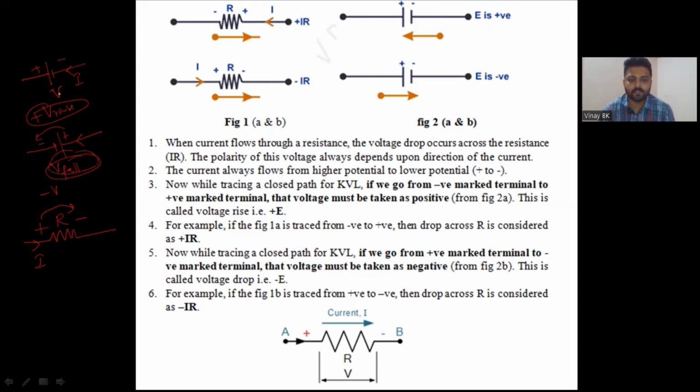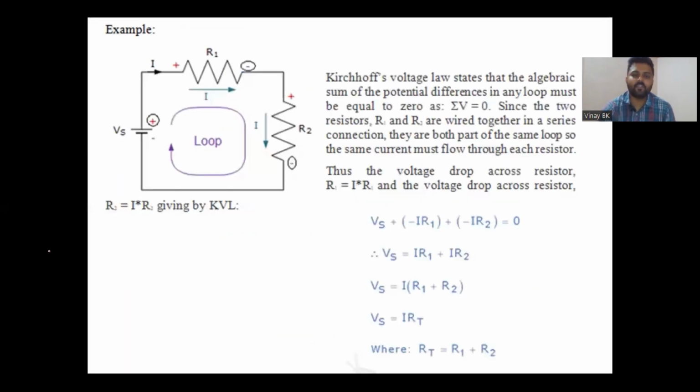The voltage fall from plus to minus, in the case of a resistor, is considered as minus I into R, that is nothing but second polarity, minus IR. So you'll get to know the explanation. Few additional things it is. Okay.